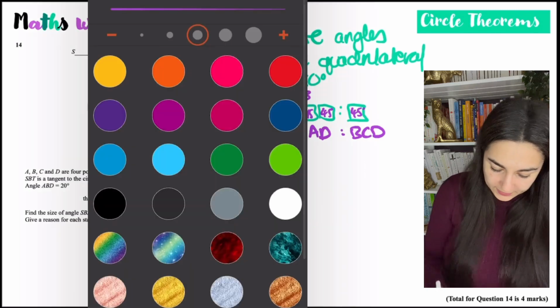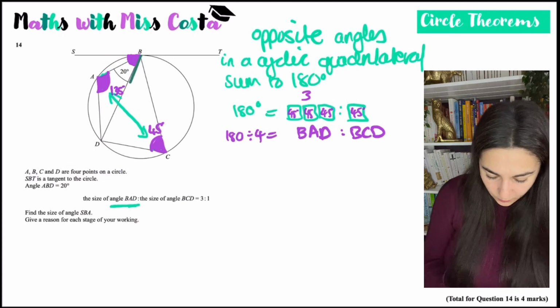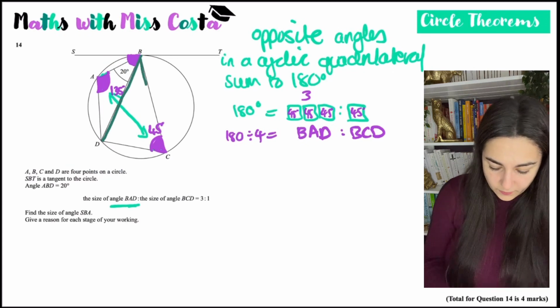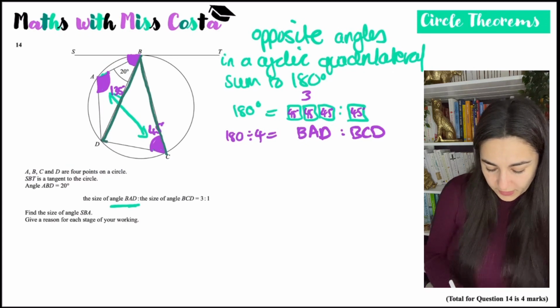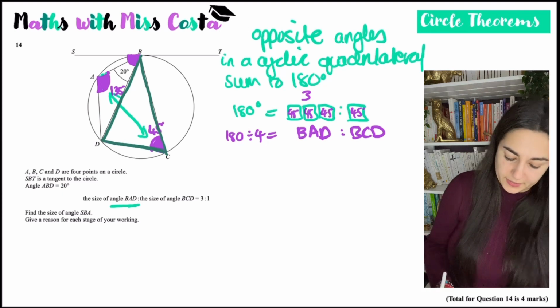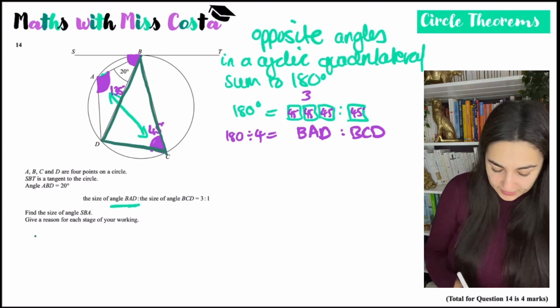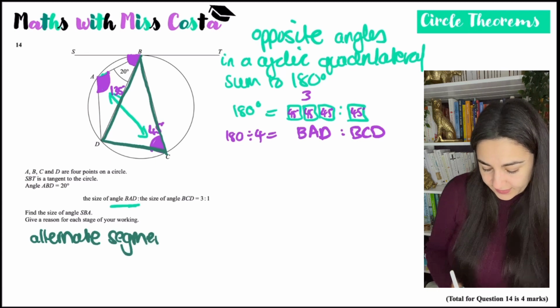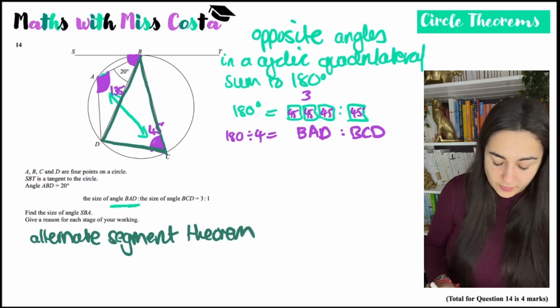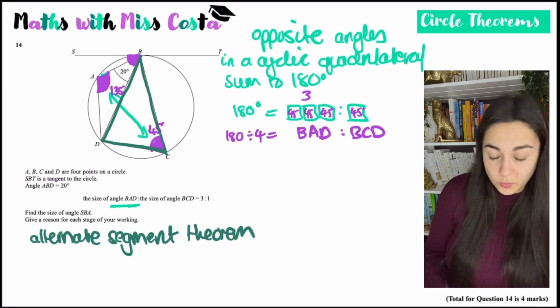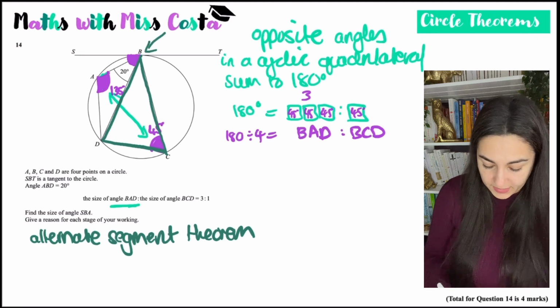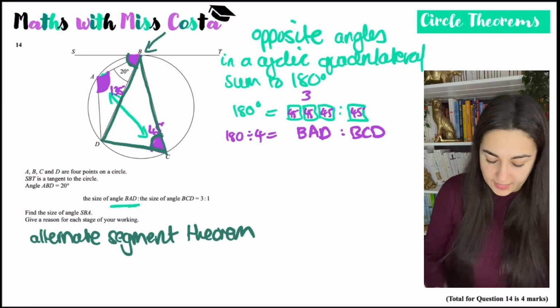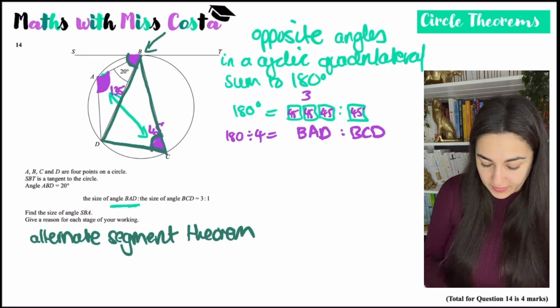And we also see that there's a triangle here. What's really important when we're doing circle theorems is to spot all the information that you possibly can. So over here, I've got a triangle. And now I can use the alternate segment theorem. The alternate segment theorem states that the angle between a chord and a tangent, so this chord here, BD, is equal to the angle in the alternate segment.